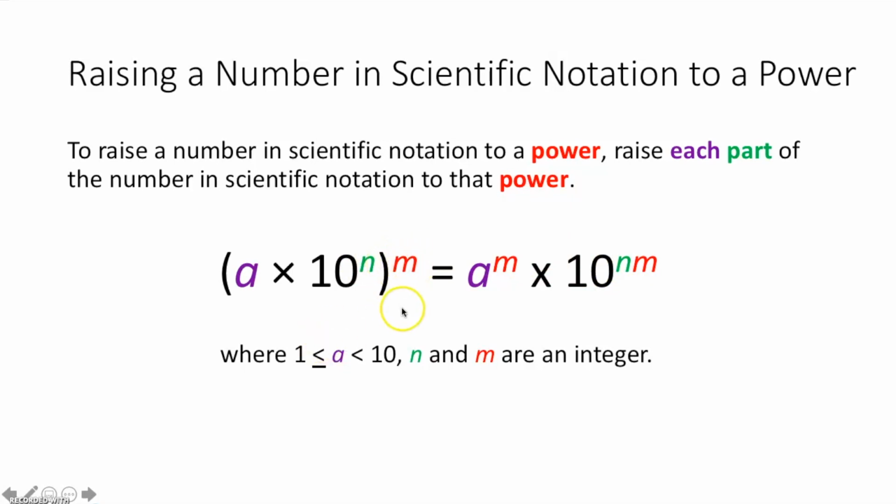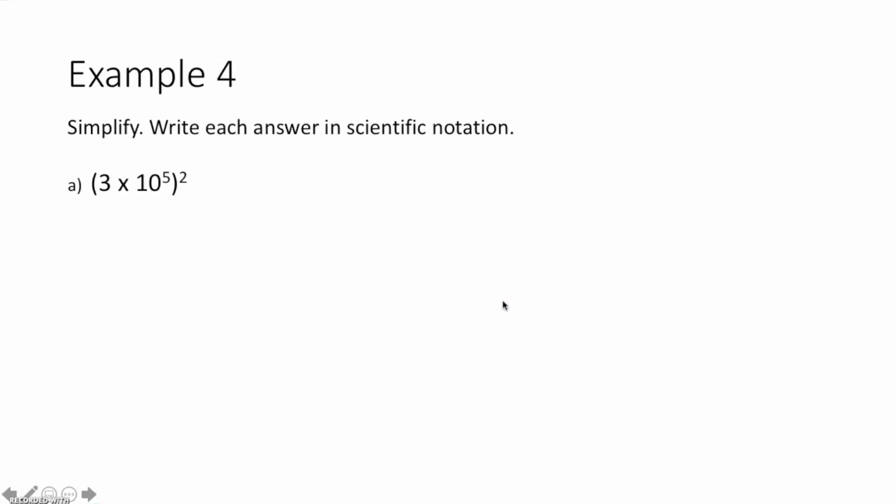Then what you're going to have to do is make sure that a to the m we put back into scientific notation. So it has to be between 1 and 10 after you're done. Example 4 says simplify. Write each answer in scientific notation.